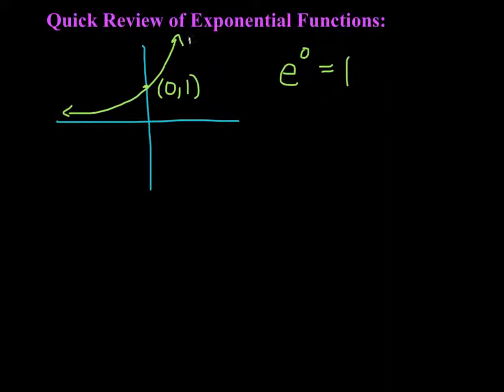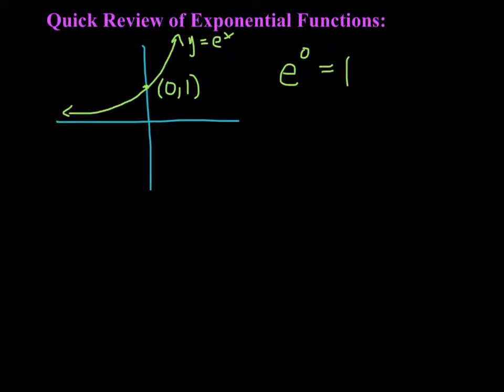So if this is the graph e to the x, then when I'm crossing at x equals 0, e to the 0 is going to be 1. So this is an essential fact that you want to make sure that you memorize and remember from your years past, that anything to the 0 power is 1.